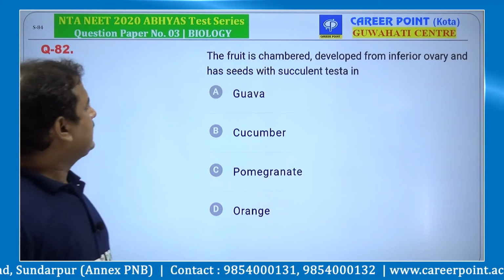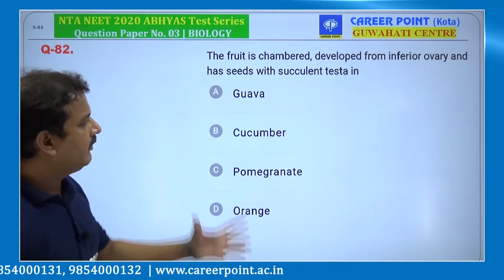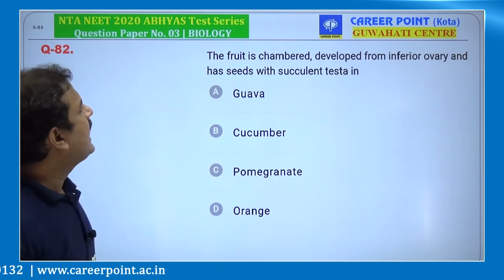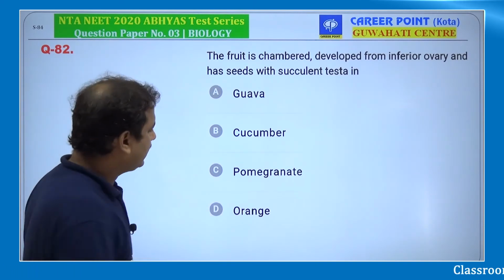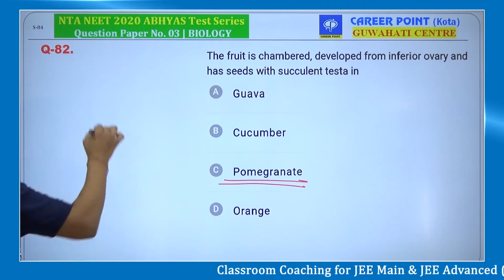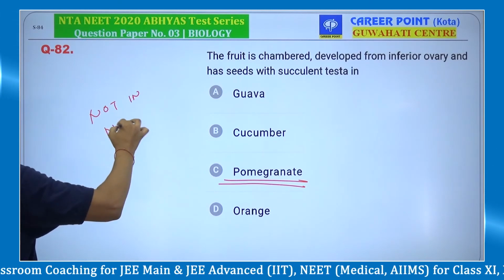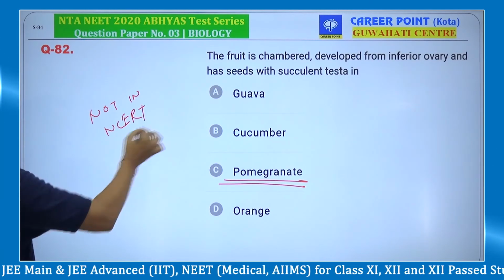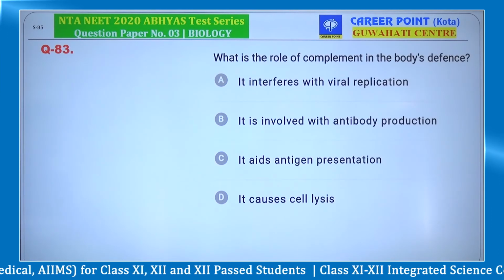The fruit is chambered, developed from an inferior ovary, and has seeds with succulent testa. So here the answer is pomegranate. It is not from the NCERT. Please remember, it is not in the NCERT book. Answer is pomegranate. Clear? Next question.